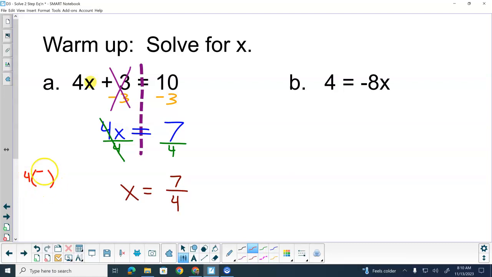4 times 7/4, then plus 3. 4 is like 4/1. Okay? What can I do with the 4 on top and the 4 on the bottom? I can cross them out, right? Because one's on top, one's on the bottom. So these cross out as long as it's top and bottom. Leaves me with what here in this first fraction? Just 7, right? And what is 7 plus 3? 10. And 10 is equal to 10.